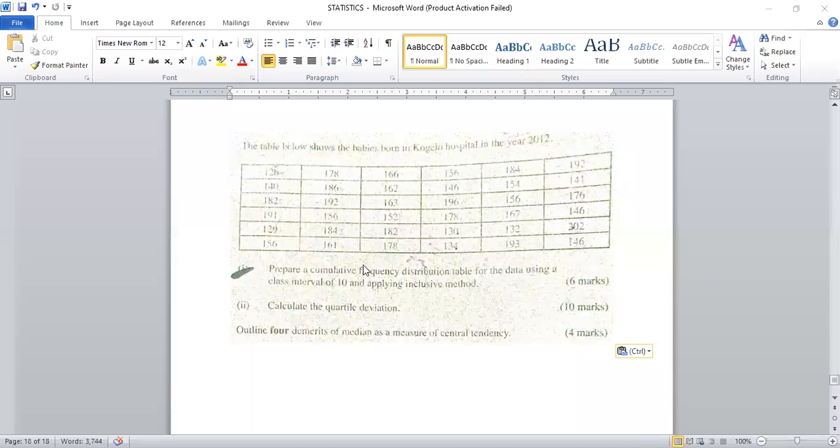So in our third question here, we are preparing a cumulative frequency distribution table for the data using a class interval of 10. So the class interval is 10. Remember, from any data, any question, you're supposed to first identify the maximum and the minimum value, right? So in this case, if we try to find the maximum, we have 186, we have 202, which is the maximum? I think the maximum is 202. Yes, the maximum is 202.